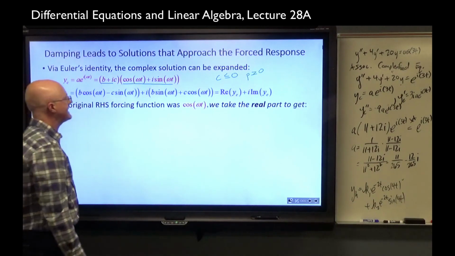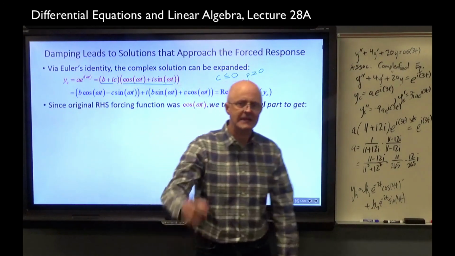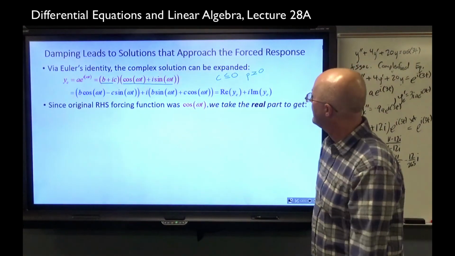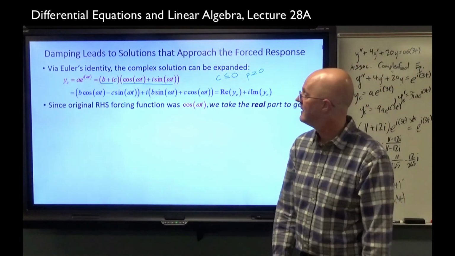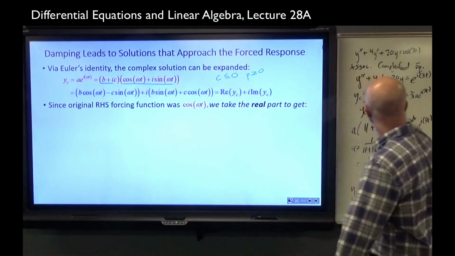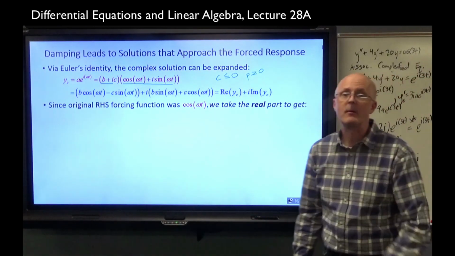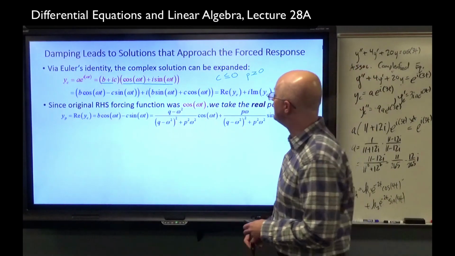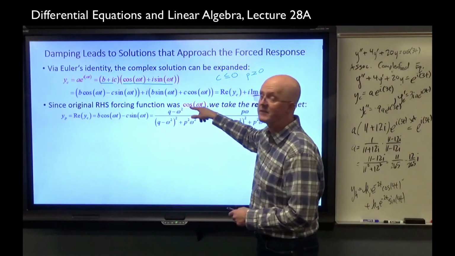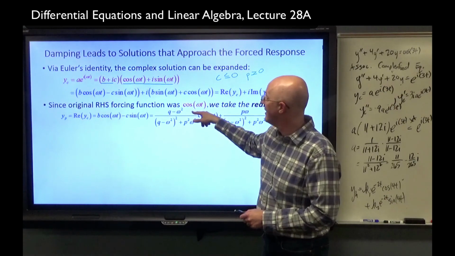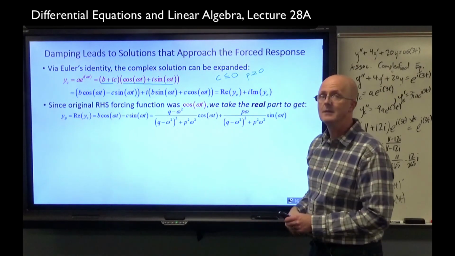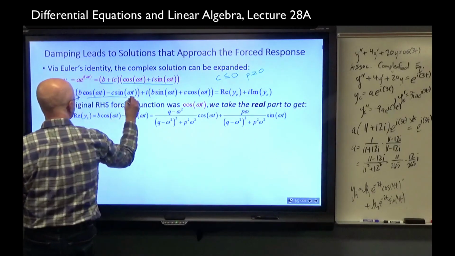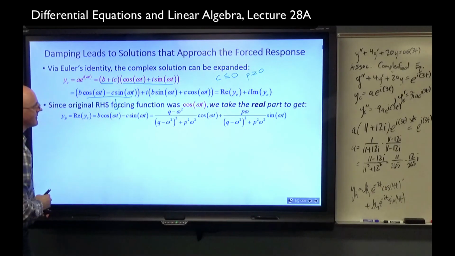Since the original right-hand side forcing function is cosine omega t, it turns out, you're trusting me on this, that to find yp, our particular solution of the original non-homogeneous equation, we take the real part of this thing. If the original right-hand side forcing function was sine omega t, we would take the imaginary part. But it was cosine omega t, so we take the real part. That's what goes down there.